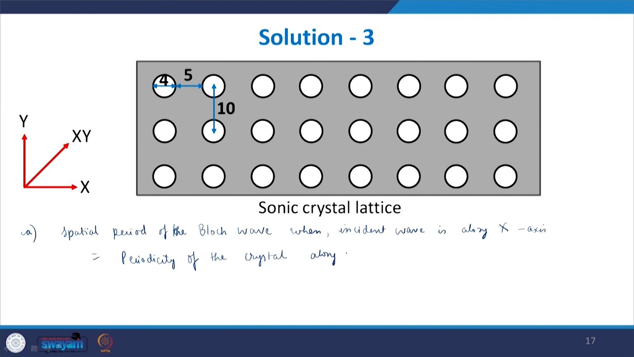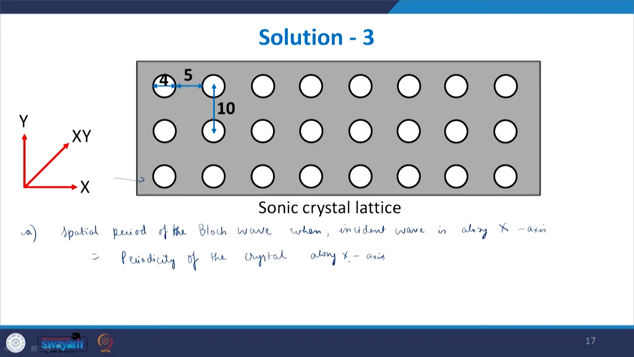A plane wave front is incident here, and as we know, a plane wave front will create harmonic plane waves inside the crystal, and the direction of propagation will be the same provided this crystal does not create bending. So in that case, whatever the periodicity of the crystal along the x axis is will give you the periodicity of the wave when the incidence happens along the x axis.